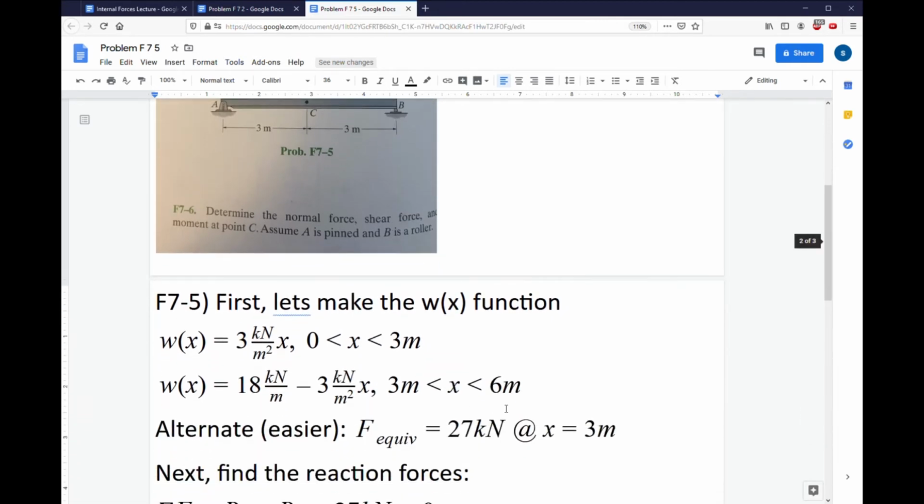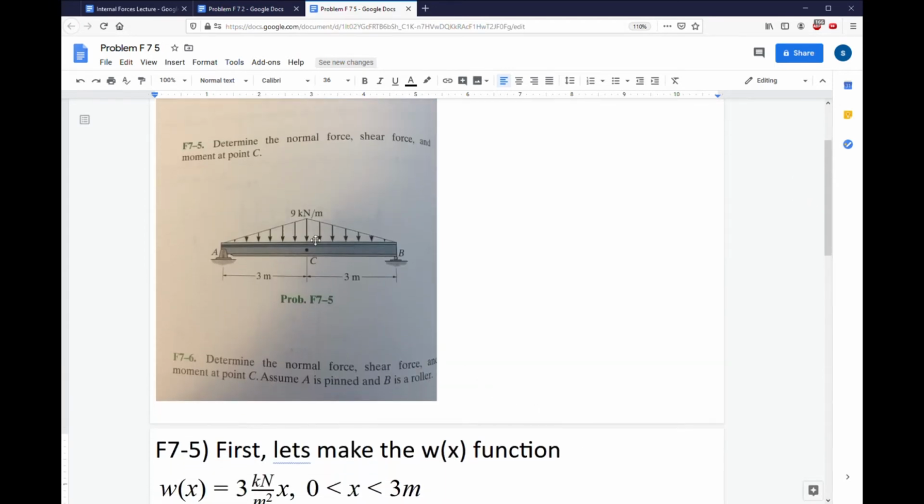Now we could still do this kind of geometric calculation. We could say this is still a triangle, so 3 meters by 9 kilonewtons per meter times 1/2 because it's a triangle gives us 13.5 kilonewtons. And we could say that because it's linear, it's located 2/3 of the way from the zero end, so it's located at x equals 2 meters. We could do this, but I'm going to do it the hard way this time to show you how it's done.